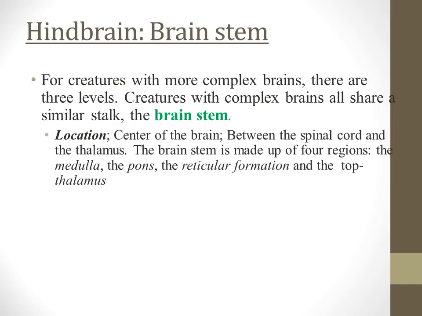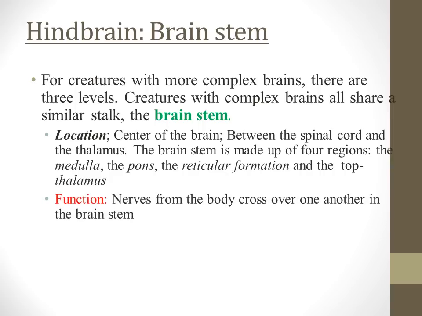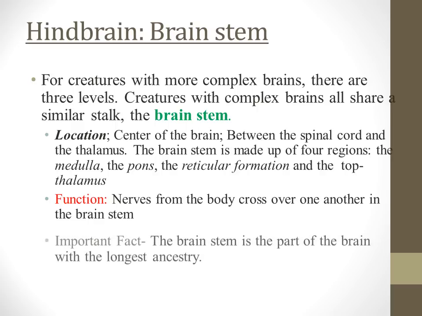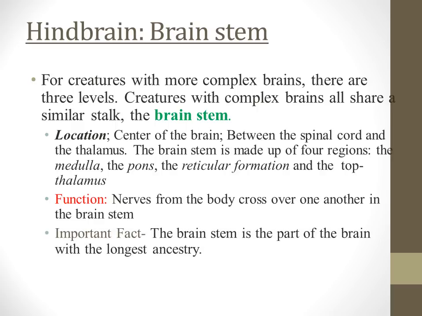This is the innermost structure of the brain, and pretty much all the other structures develop around it. It is the oldest structure of the brain. As for its functions, nerves from the body cross over here into the brainstem. From the spinal cord, this connects to the brainstem, and here the nerves from the body cross over one another. Important fact: the brainstem is the part of the brain with the longest ancestry. It is the oldest structure.